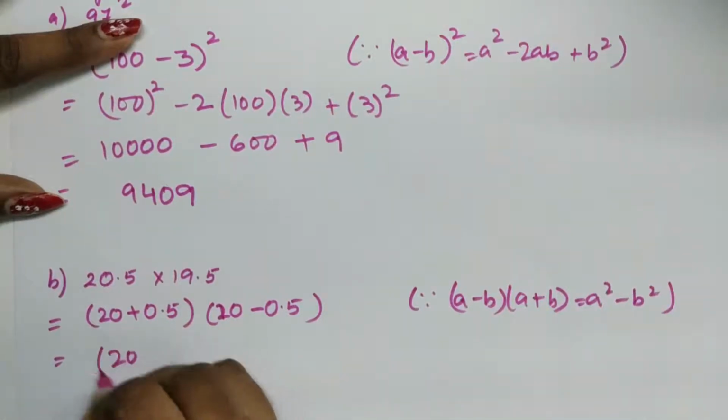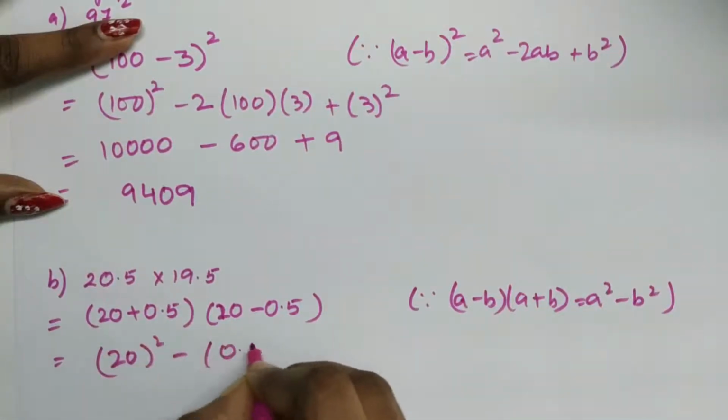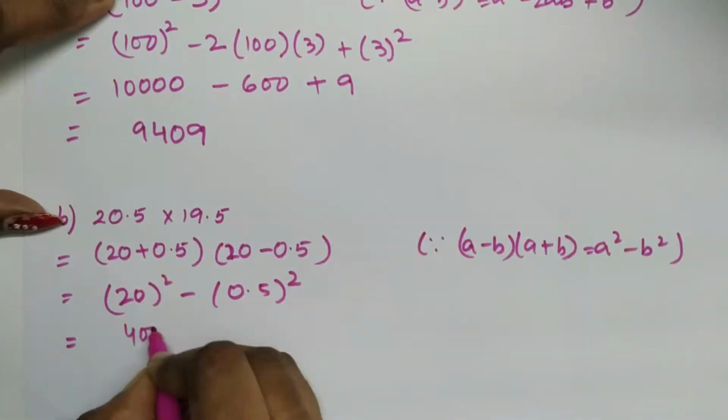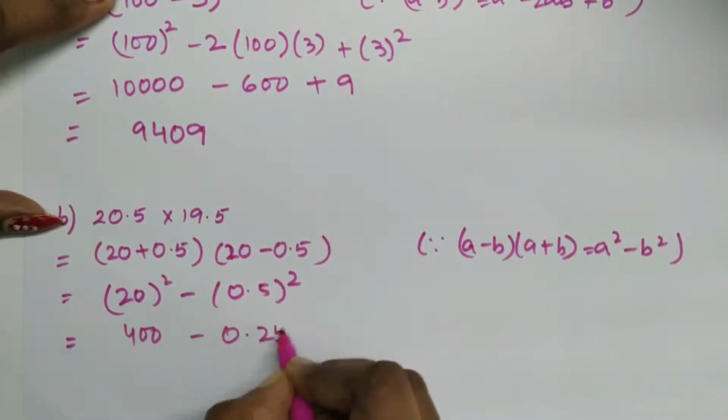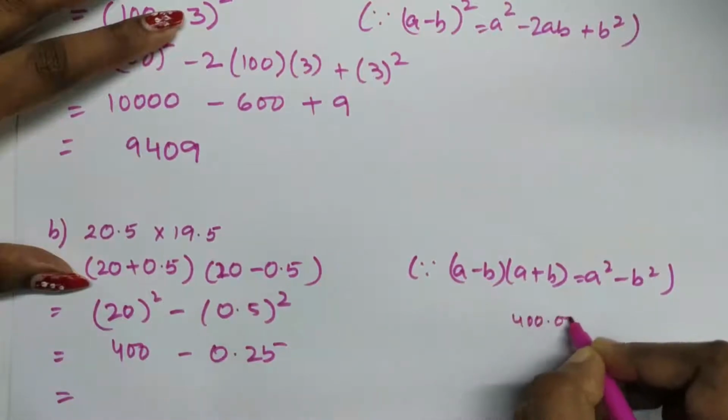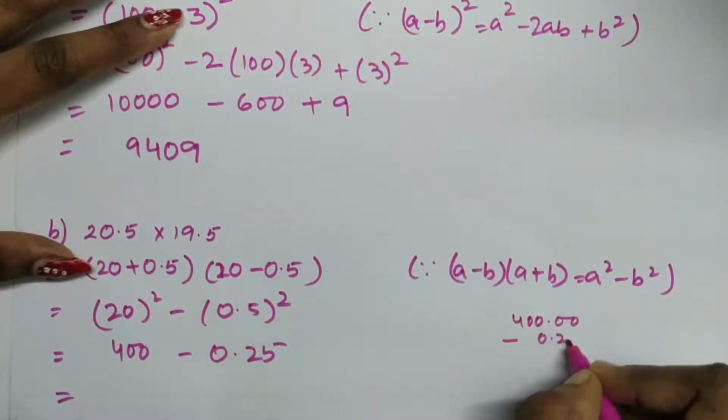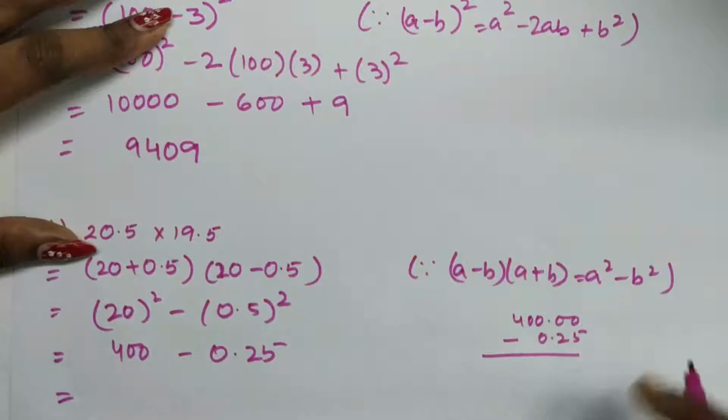So here a is 20 and b is 0.5. So I get 400 minus 0.25. So I'll just show you the subtraction. Many of you make mistakes in the subtraction as well. So write it like this and solve it.